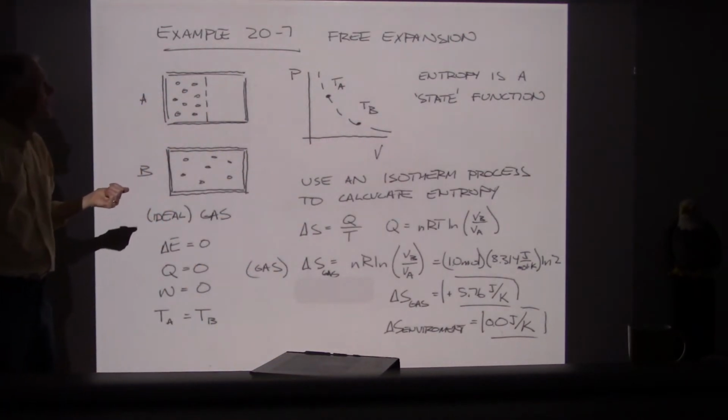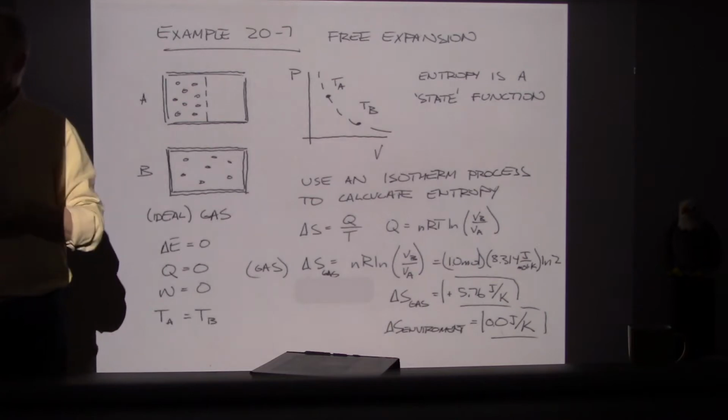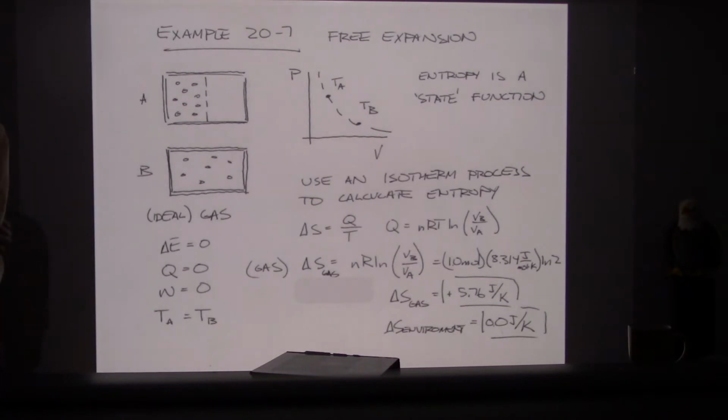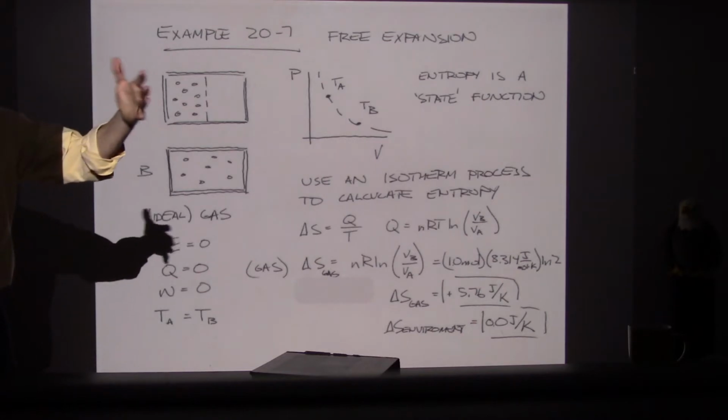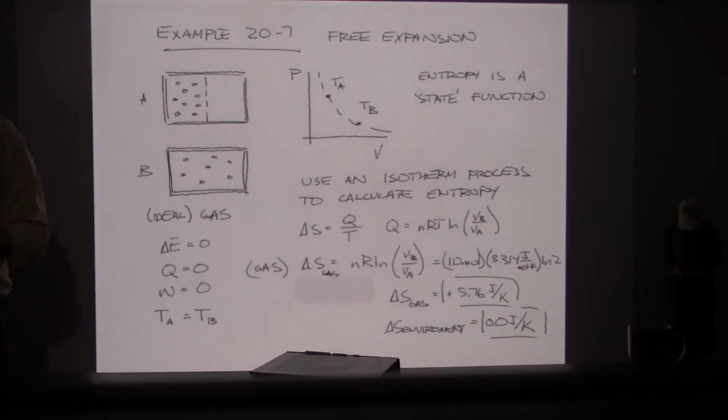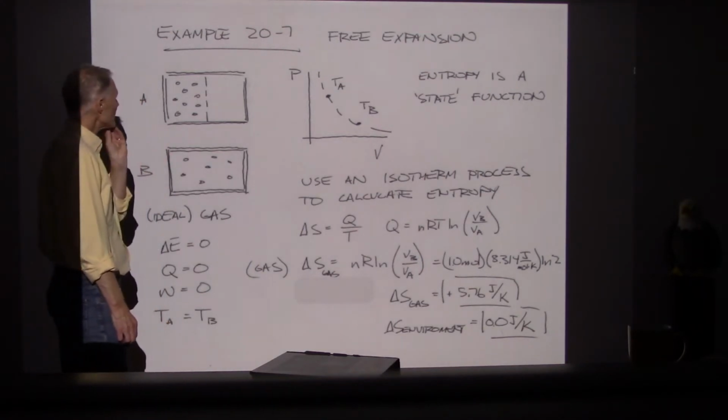Now, to me, it sounds like entropy must have gone up, even though there was no Q. Isn't there a way that spreading the molecules out makes them more random? I would guess that that's got to be the case. So let's take a look and see what happens here.